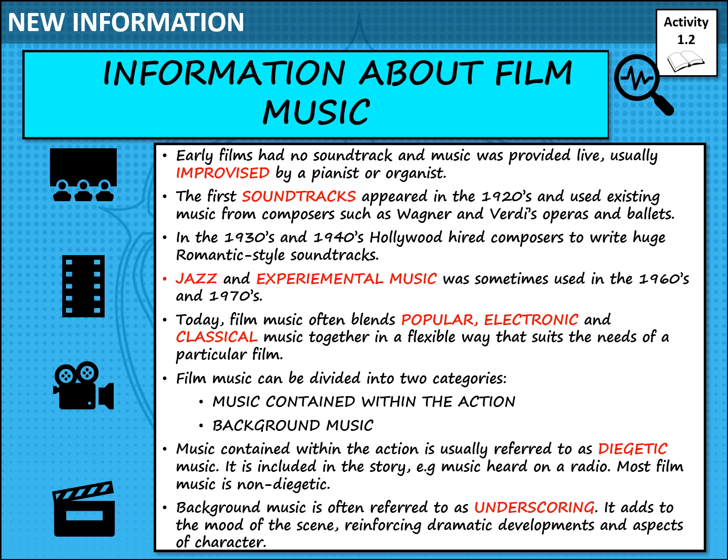Film music can be divided into two categories, so music contained within the action and background music. Music contained within the action is referred to as diegetic. This means that it's included in the story, so if somebody was washing up at the sink and the radio was on, it would be there. Most of the film music that you hear is non-diegetic.